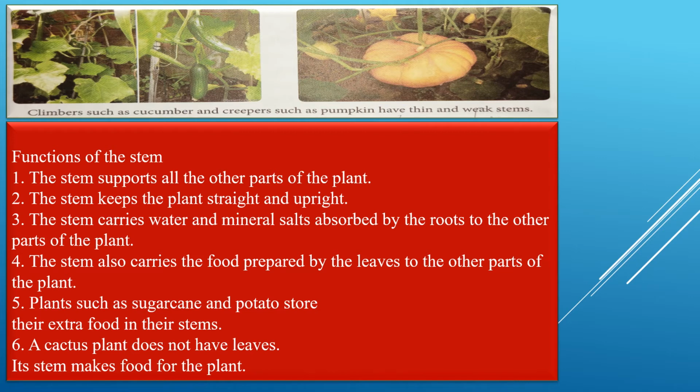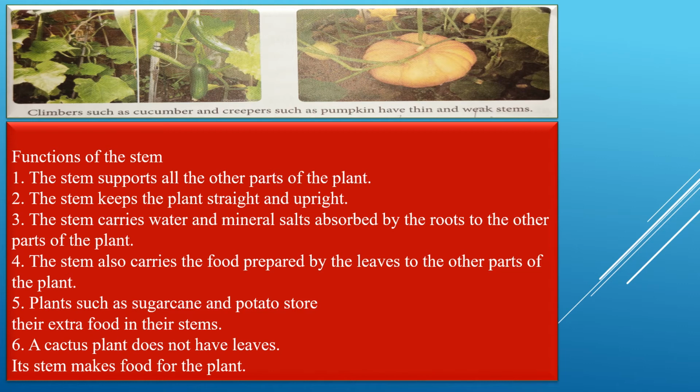The stem also carries the food prepared by the leaves to the other parts of the plant. So what is said here? The stem also carries food prepared by leaves to the different parts, to the leaves, then again to the stems, then again to the trunk, then again to the roots.